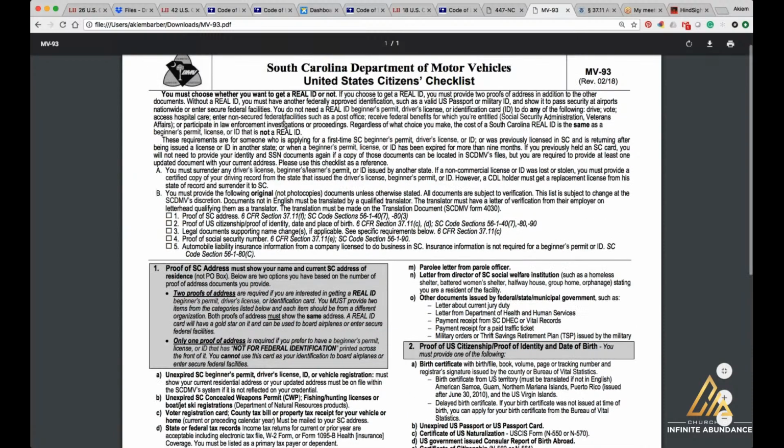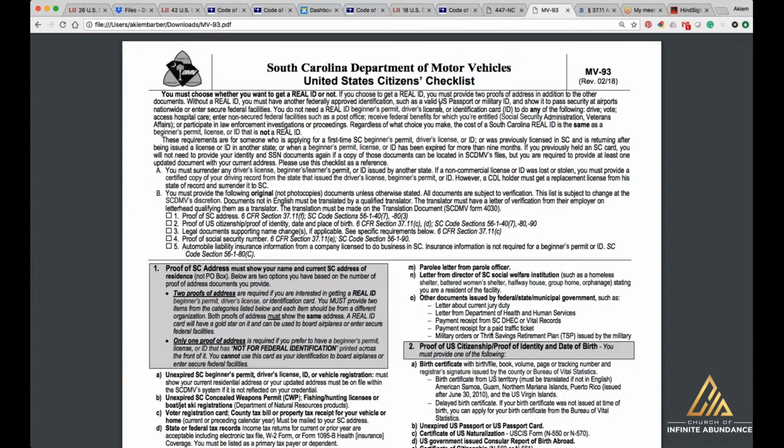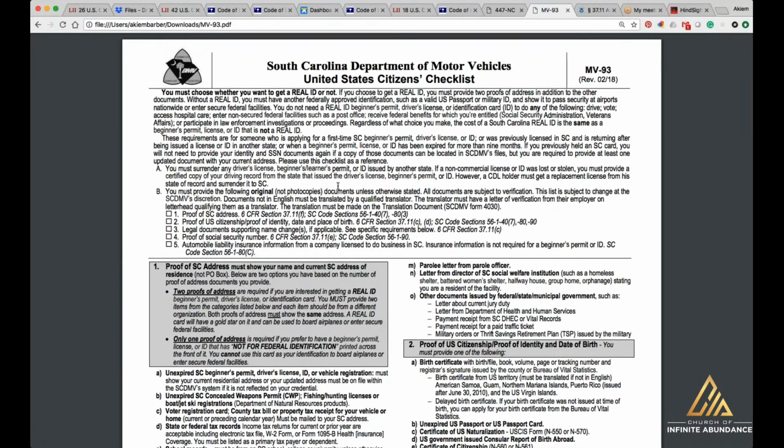If you go down here, especially for the REAL ID, the requirement is that if you choose to get a REAL ID, you must provide two proofs of address in addition to the other documents. The only difference in getting a REAL ID is you have to have two proofs of address. The rest is pretty much the same. So if you don't give them two proofs of address, you can't get a REAL ID.